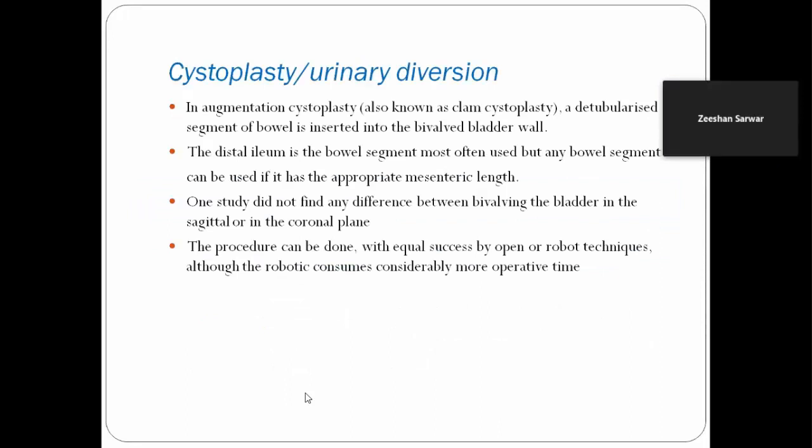Now we'll discuss the cystoplasty and urinary diversion. The augmentation cystoplasty, also known as clam cystoplasty, a detubularized segment of bowel is inserted into the bivalved bladder wall. The distal ileum is the bowel segment most often used, but any bowel segment can be used if it has the appropriate mesenteric health. One study did not find any difference between bivalving the bladder in the sagittal or coronal plane. The procedure can be done with equal success by both open and robotic techniques, although robotic consumes considerably more operative time.